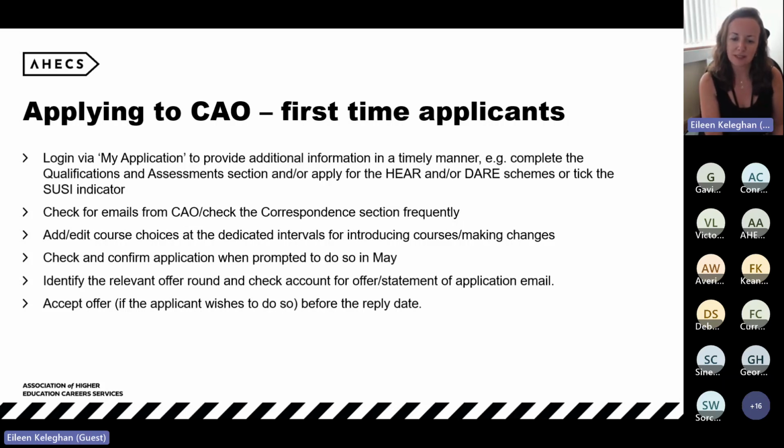It's also for applicants, depending on what category of applicant they are, they need to identify what offer round that they're going to be considered in. And again, I'll talk a bit more about the various offer rounds later on in the presentation. And obviously, when they are aware of which offer round that they should be considered in, they'll have to check for an offer. They'll get an email from us, they'll get a text message if they selected that option, and they'll also be able to log into their account to view and accept an offer if they wish to do so.